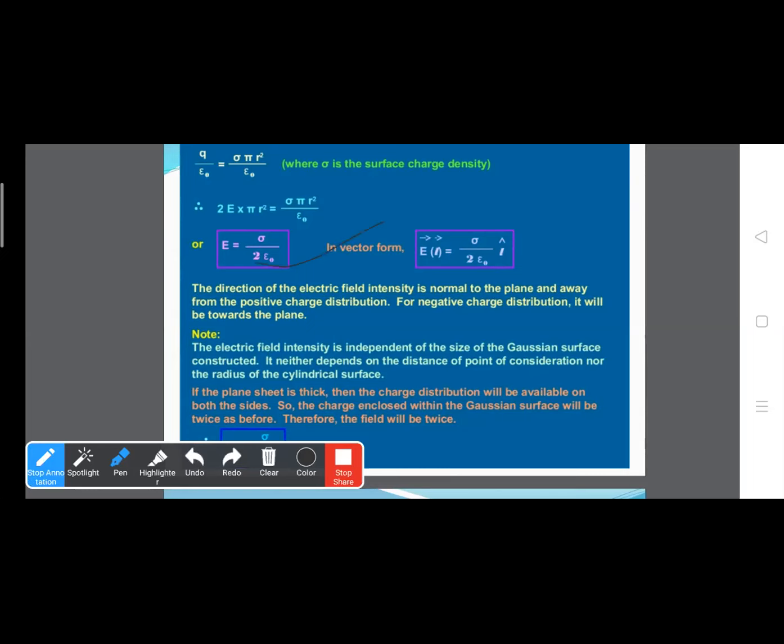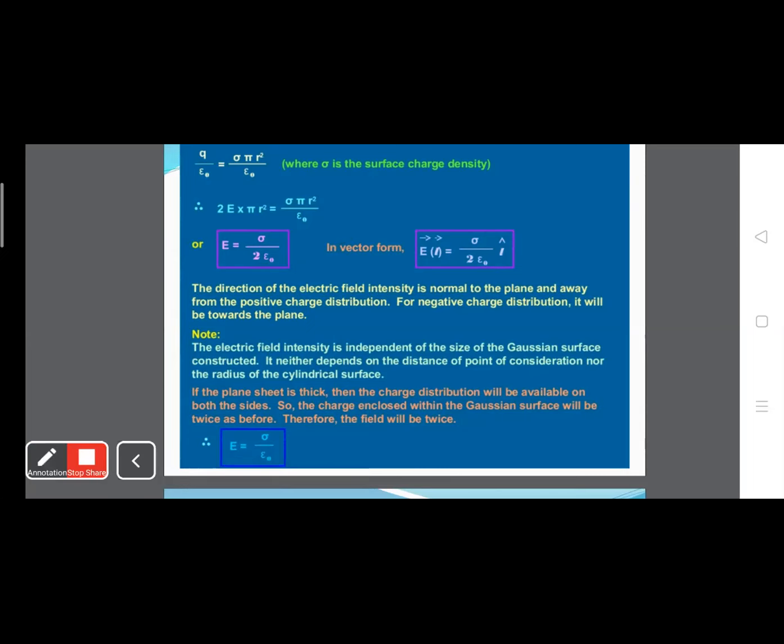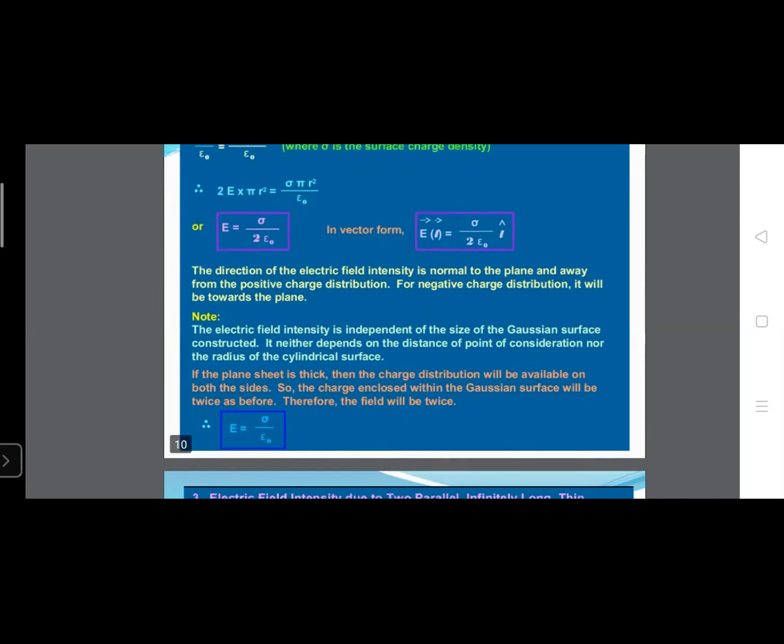This one does not depend on the distance. If the plane sheet is thick, then the charge distribution will be available on both the sides. So the charge enclosed within the Gaussian surface will be twice as before. So it will be sigma upon epsilon naught.